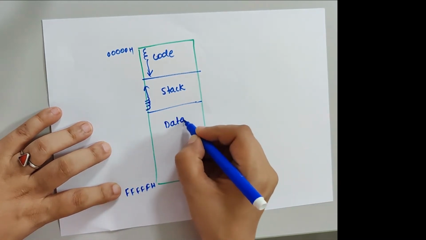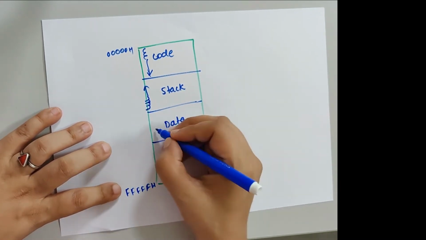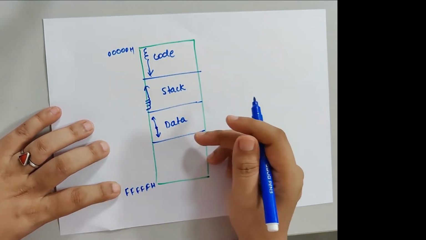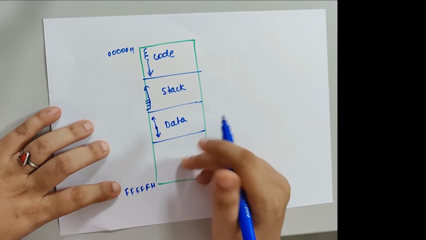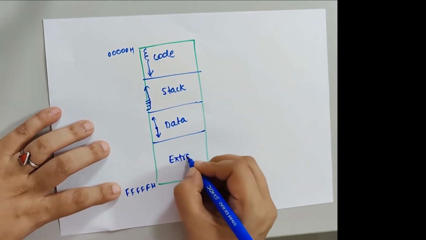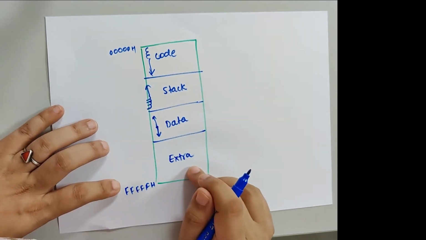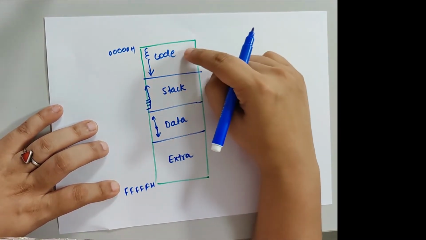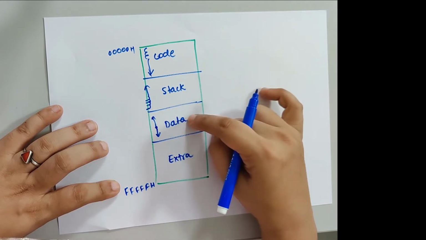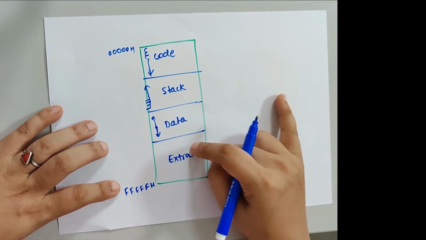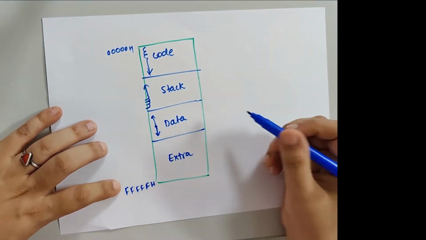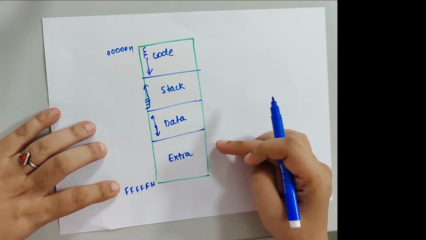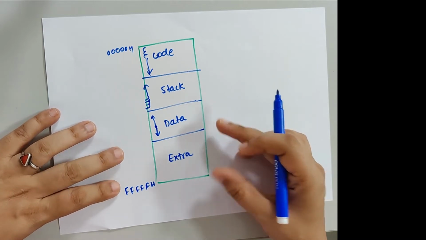Then there is a data segment in which I can store the data anywhere in any direction. And suppose you have more data that you want to store, you can store it in the extra segment. So in the extra segment also you store data. These were the 4 segments created in the memory: code segment, stack segment, data segment and extra segment. Now, who creates these segments? Programmers. When we write the programs, we create these segments.